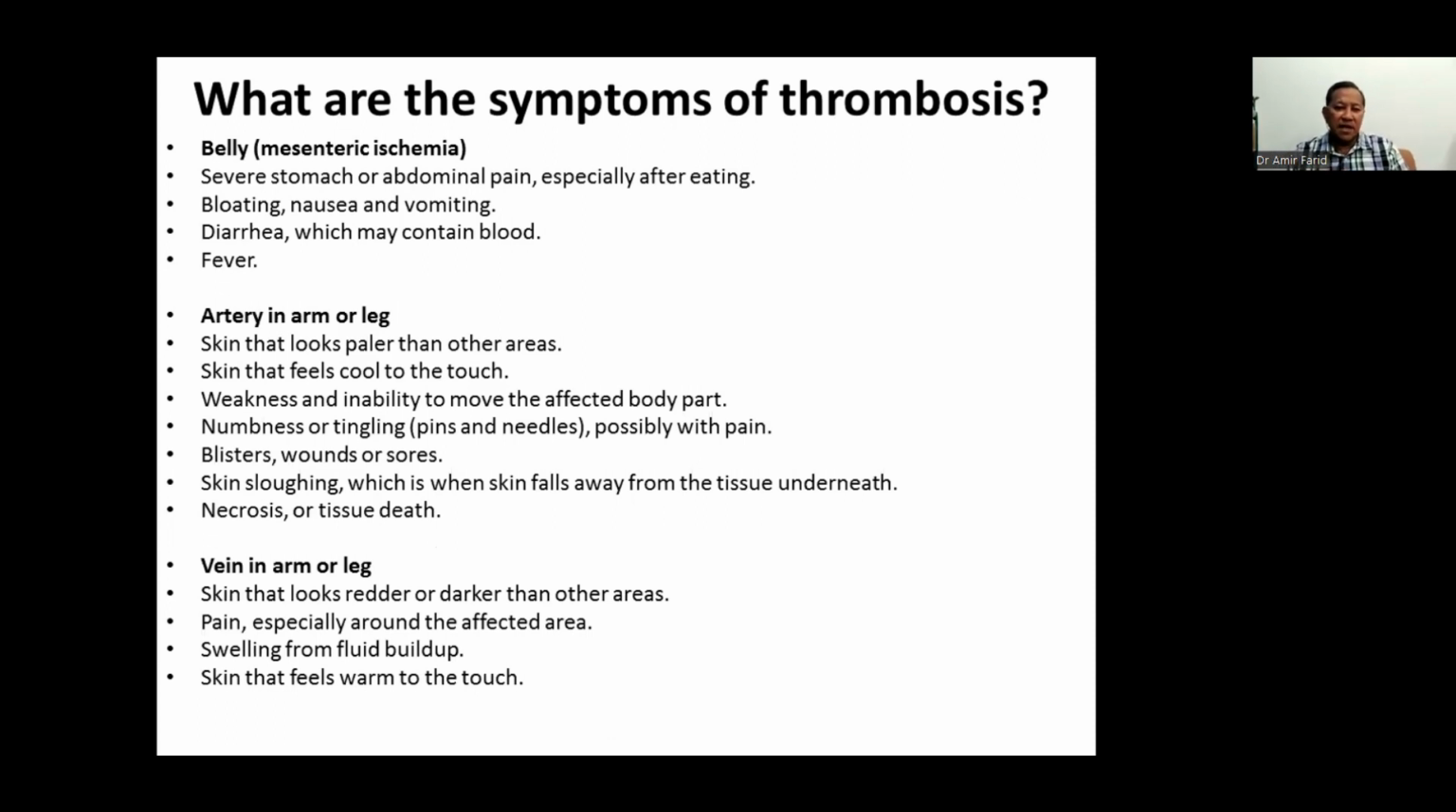If it's in the abdomen, as mentioned earlier on, you have mesenteric ischemia. You have severe stomach or abdominal pain, especially after eating, bloating, nausea and vomiting, diarrhea, which may contain blood, and fever.